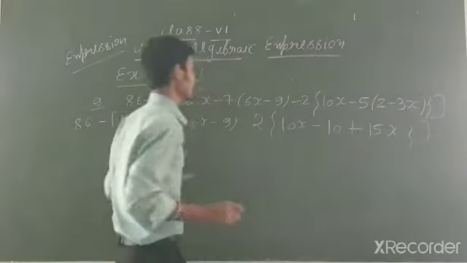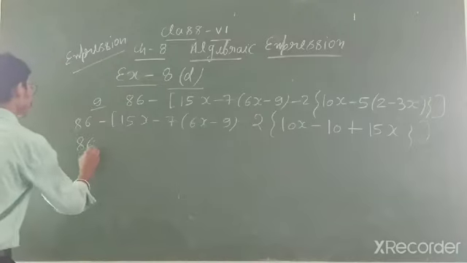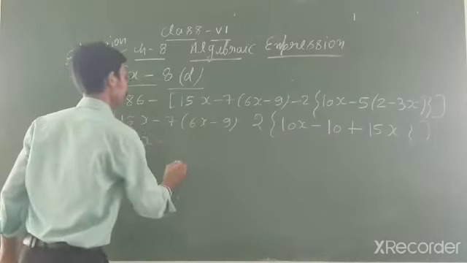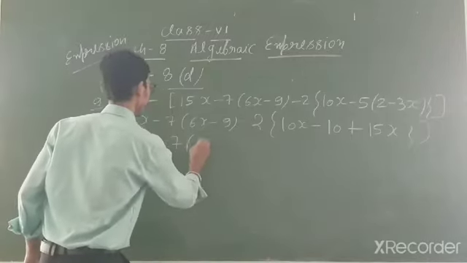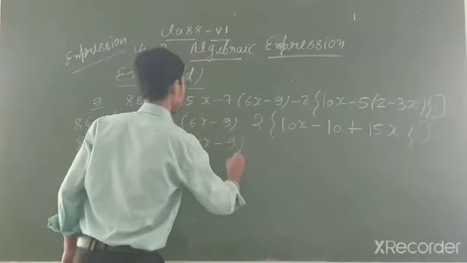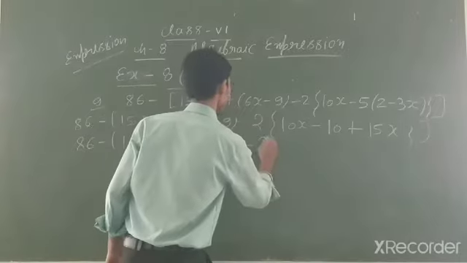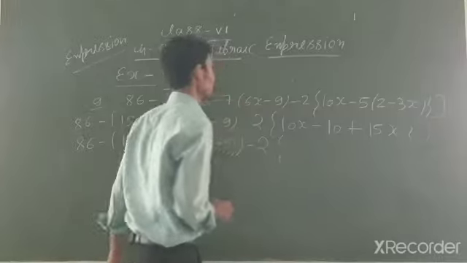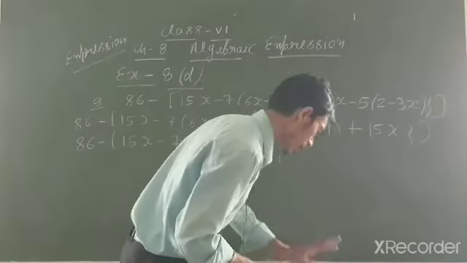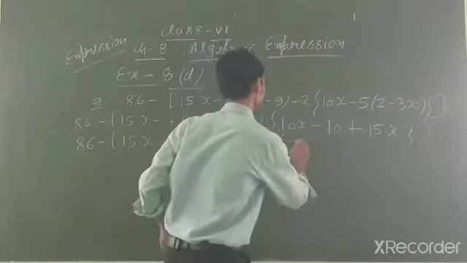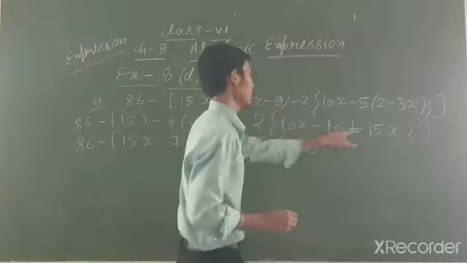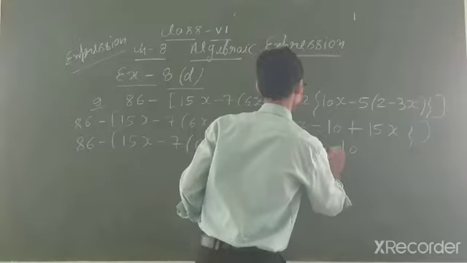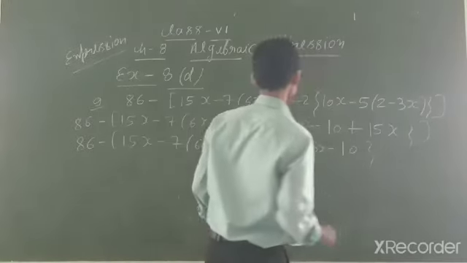So this is solved. Now come to the 86 minus 15x minus 7, 6x minus 9. Now solve this one, minus 2. Solve 10x and 15x. This will become 25x because plus plus plus, and minus 10. 25x minus 10. Clear, student?